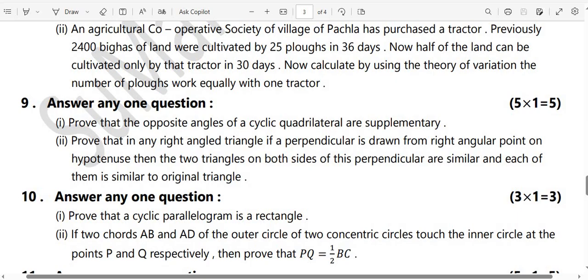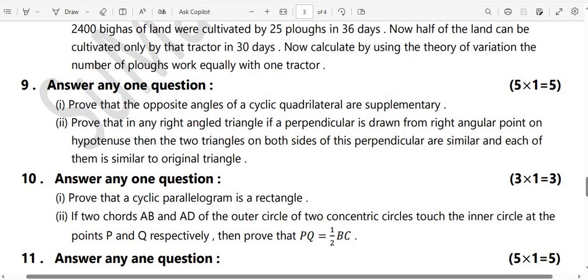Answer any one question. 3 into 1 is equal to 3. Each question carries marks 3. 1. Prove that a cyclic parallelogram is a rectangle.